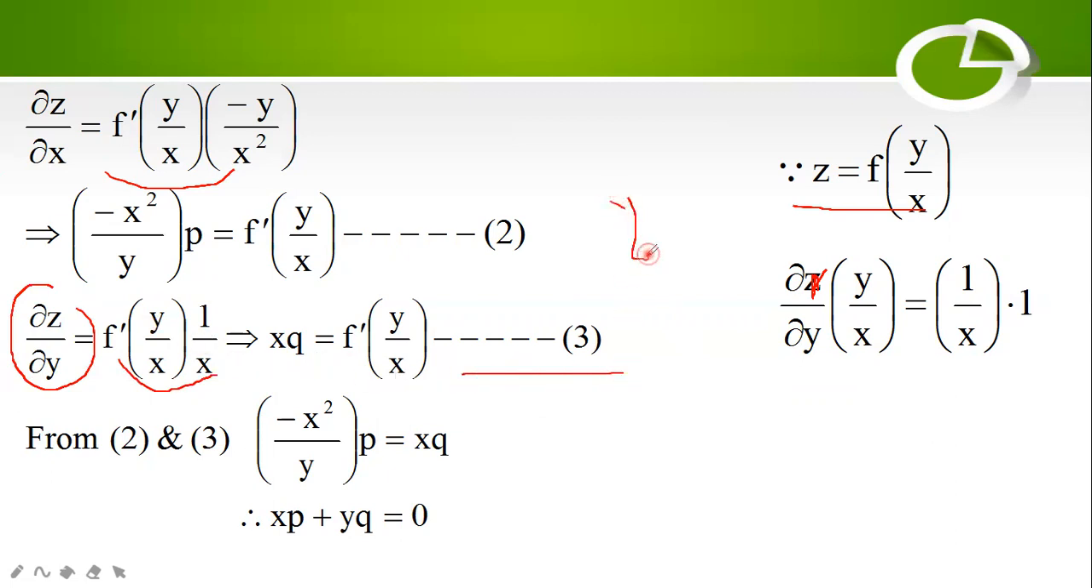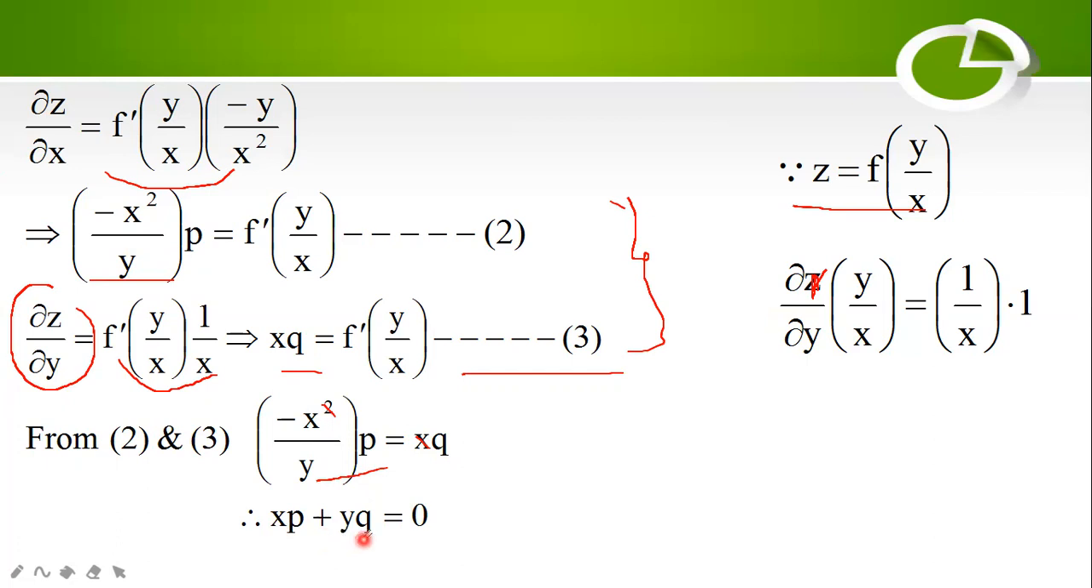Now, comparing these two equations, we are equating these two terms, that is minus x square by y into p equals x into q. Cancel one x on both sides: minus x by y into p equals q. Multiply, cross multiplication, so that is minus x p equals y q.